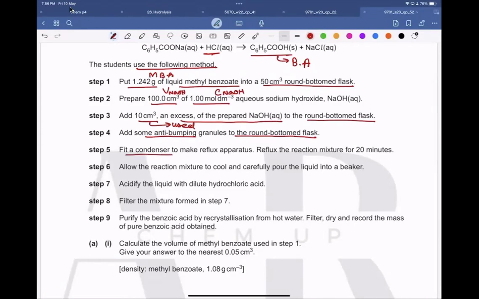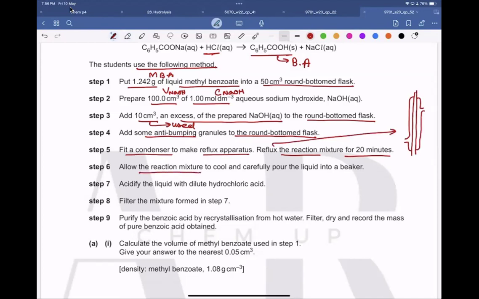Number 5, fit a condenser to make a reflux apparatus. Reflux the reaction mixture for 20 minutes. So whenever we are doing reflux, if you recall, the condenser is placed vertically, and that vertical placement of the condenser is there for reflux.